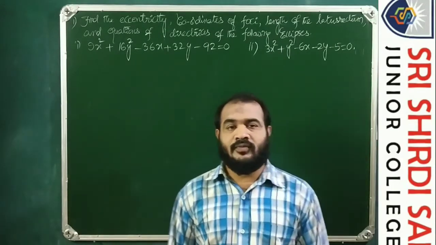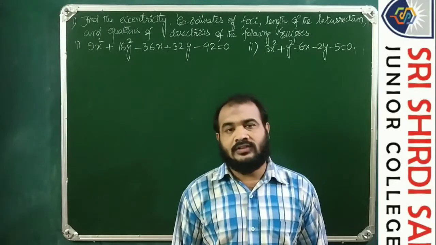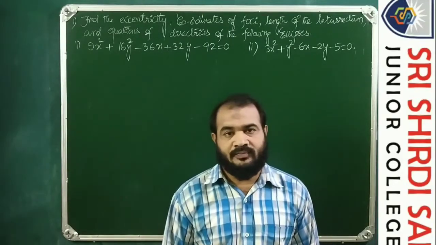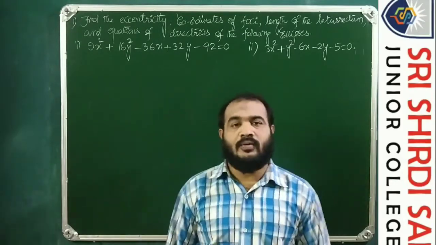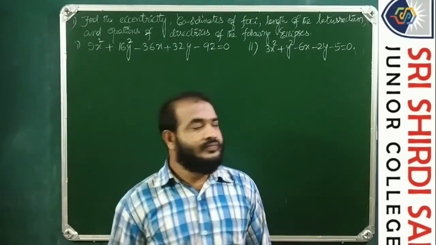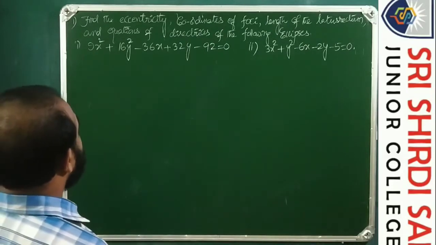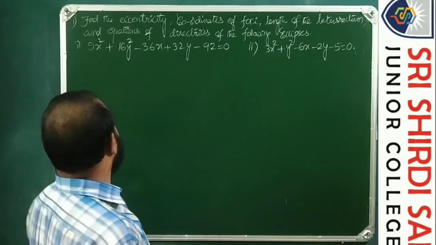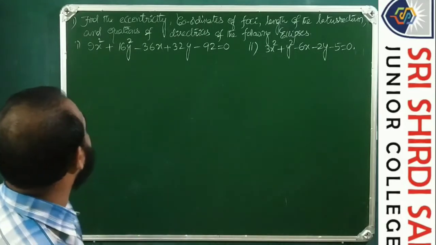Good morning, students. We have been discussing the first exercise of the chapter Ellipse. So let us try out some problems from the textbook examples. The first question is: find the eccentricity, coordinates of foci, length of the latus rectum and the equations of the directrices of the following ellipse.